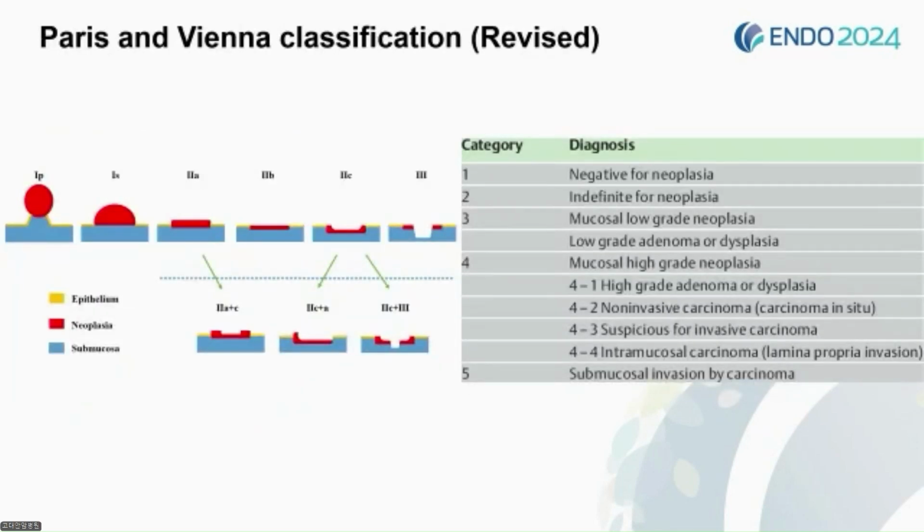So in this case, according to the Paris classification, the gastric superficial neoplastic lesion was type 2A plus C because of the central depression. Regarding the revised Vienna classification, low-grade dysplasia is considered non-invasive gastric neoplasia, categorized as classification 3. So the patient requires endoscopic resection due to the possibility of malignant transformation.